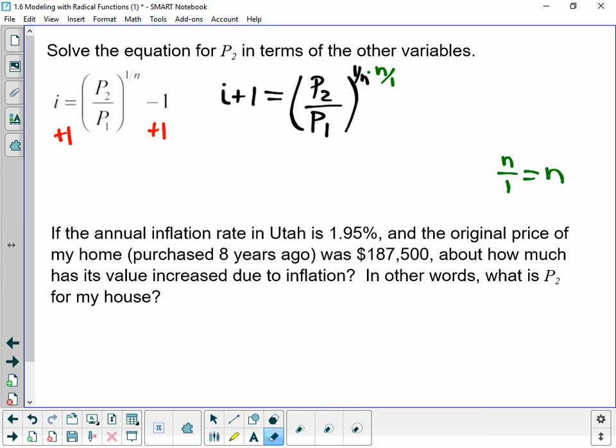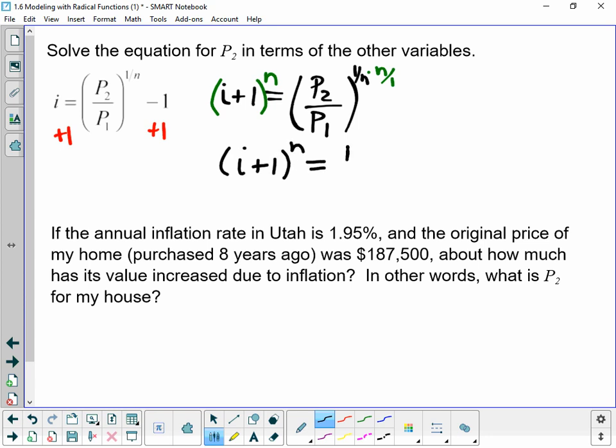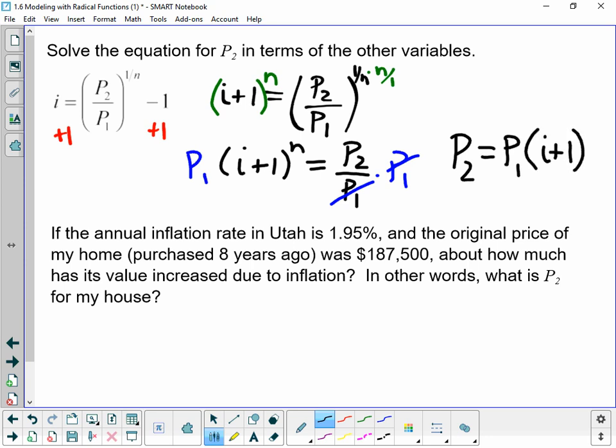But that's just the same as n. Any number divided by 1 is just n. So we're really just raising it to the n power. So we have I plus 1 to the n power is equal to P2 over P1. And then finally we would multiply both sides by P1, the original price. So we find that the new price is equal to the original price times I plus 1 to the nth power. So if we know an inflation rate, the number of years, and the original price, we could calculate the new price of something.